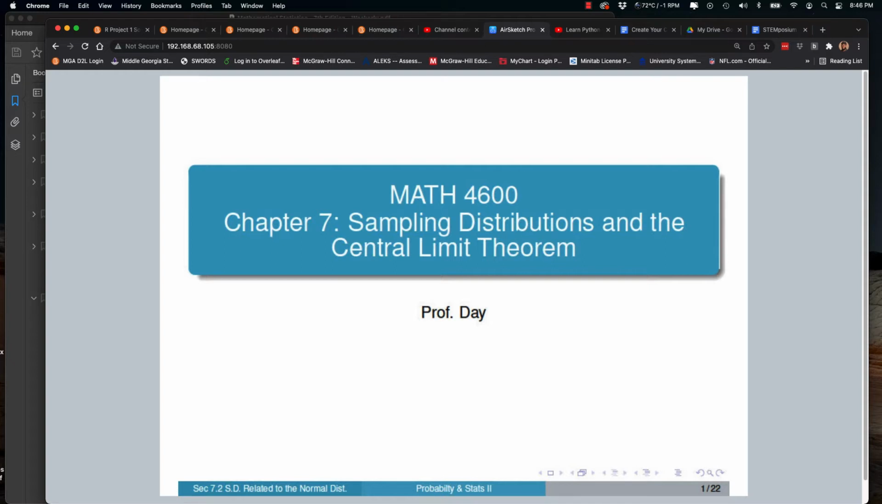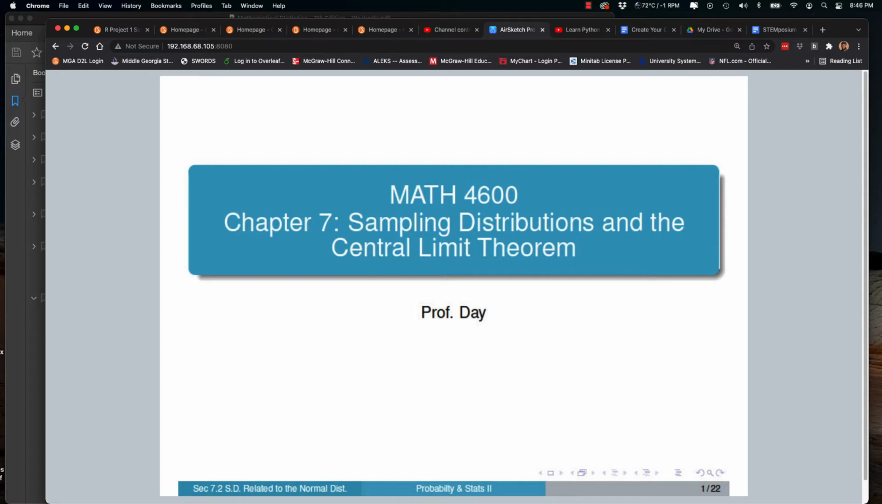We'll do a lecture over the first half of this. One day I'll release that, next day I'll release the second half of this, and then I'll go over some homework problems in the third one. And then we'll move on to 7.3, which deals with the central limit theorem.